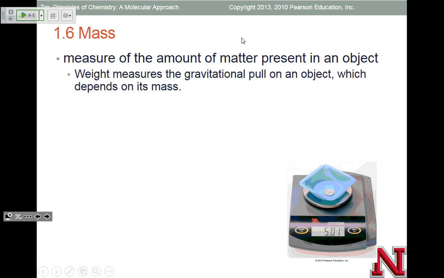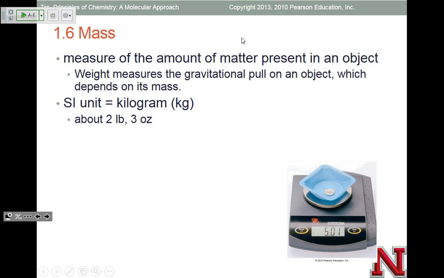Now mass is the amount of matter present in an object. Don't get this confused with weight. Mass is the amount of matter present. Weight depends on the gravitational pull on an object. You're going to have a different weight if you're on the moon, but your mass isn't going to change. So typically we'll discuss mass in science because that is independent of gravity. Our SI unit is typically kilograms, which is about 2 pounds or 3 ounces.